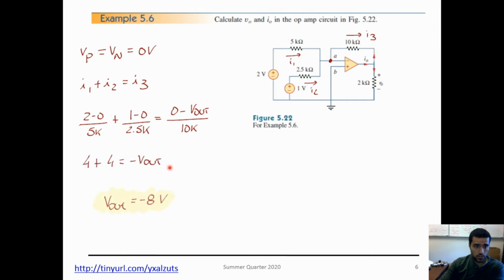And if I solve this equation, V out is equal to minus 8 volts. So that's the voltage that I have across this 2K ohm resistor. Alright, so now I want to find I0.